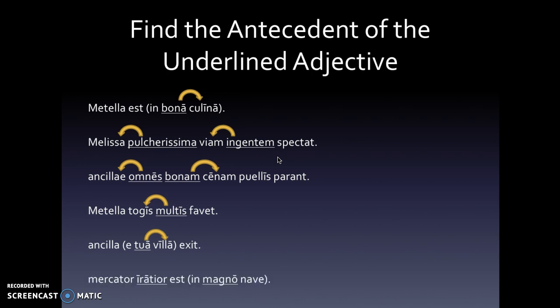Mercator ignavior est in magna nave. Ignavior is modifying mercator. Magno is modifying nave. They come from different declensions, but they are both ablative, singular, masculine.